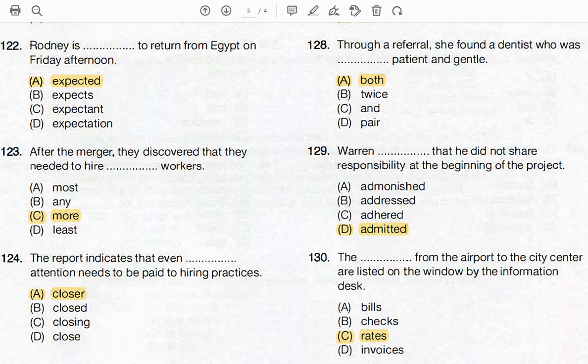The next, the report indicates that even closer attention needs to be paid to hiring practices. So actually closer completes the comparative. Even more attention needs to be paid. So that is paid now. B option, close, and C option, closing, are participles of the verb close and homonyms of the adjective close. The option close is a verb or even an adjective, neither of which can complete the sentence.